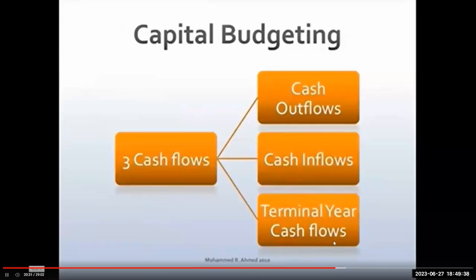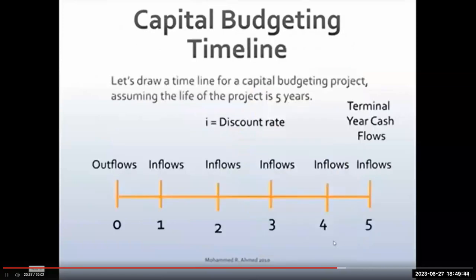Terminal year cash flows are money received from the sale of the used assets at the end of the project. Let's draw a timeline for a capital budgeting project. Assuming the life of the project is 5 years, cash outflows are posted on the left-hand side at period 0. The cash flows are negative because money is going out of the company. Cash flows generated from the project are referred to as cash inflows and occur after the investment.